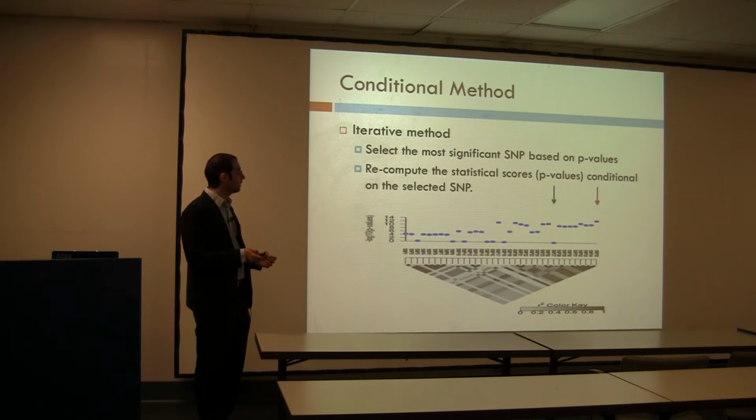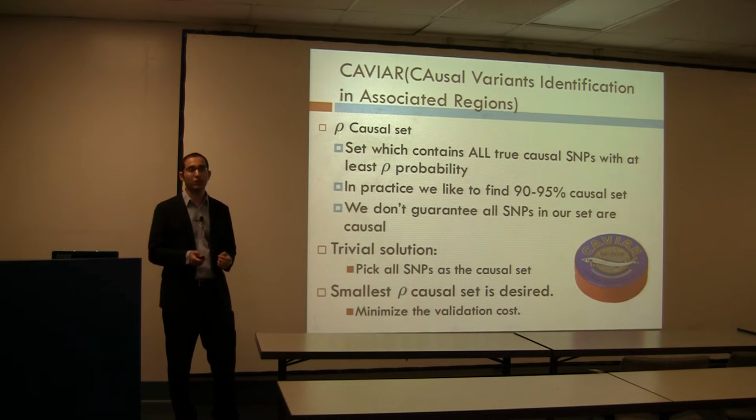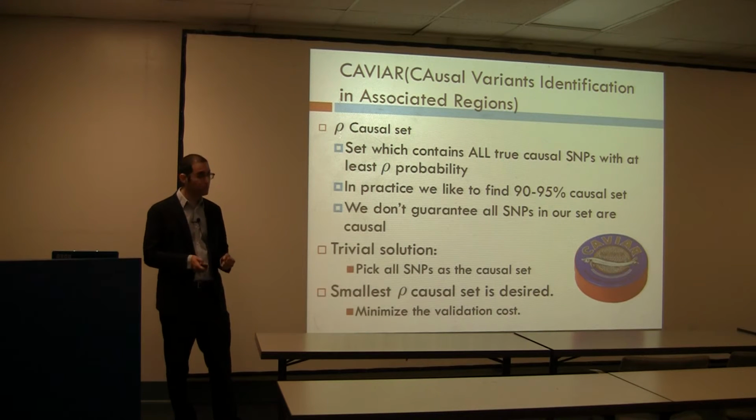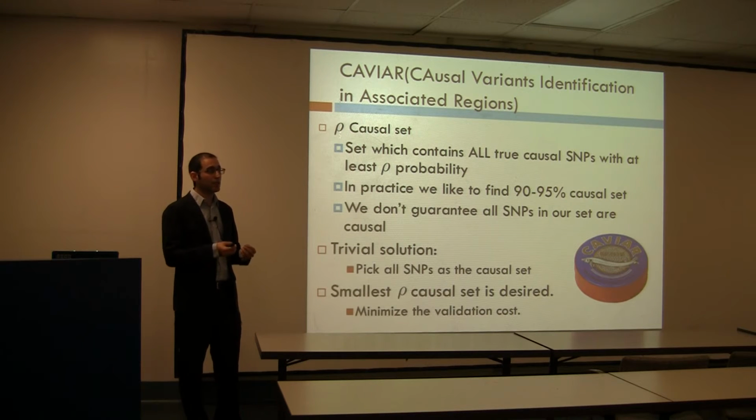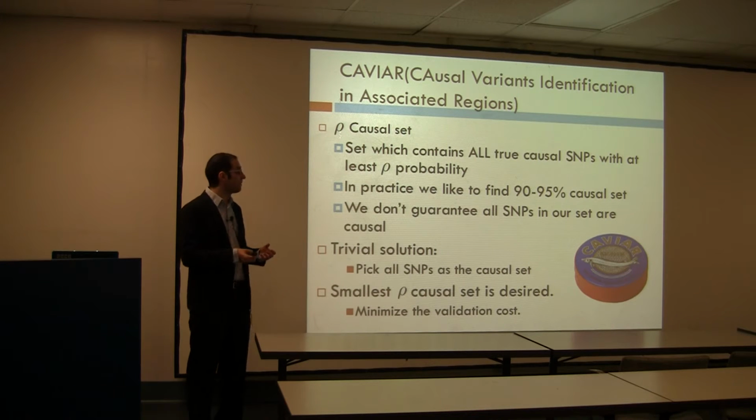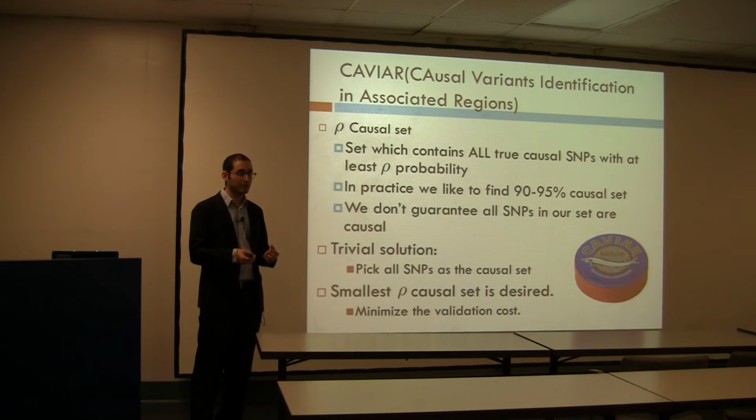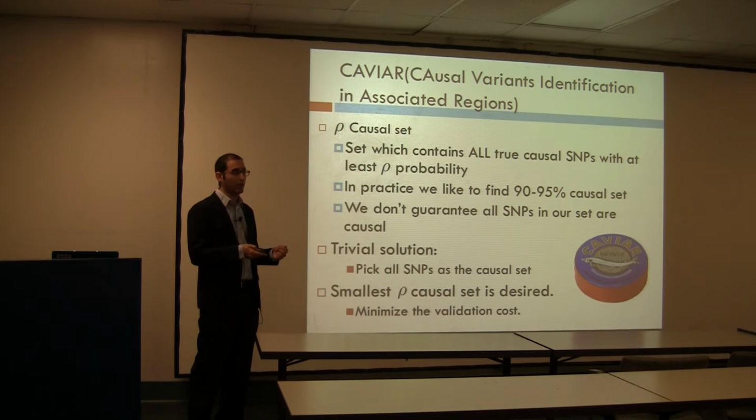So this motivated us to come up with our method called CAVIAR, which is causal variant identification in associated region, which is based on a concept called rho causal set. So rho causal set is a set that can capture all the causal variants with probability at least rho. And in practice, we'll set this value of rho to be a very high value, like 90 or 95%. And our goal is to find all the causal variants with probability at least 90 or 95%.